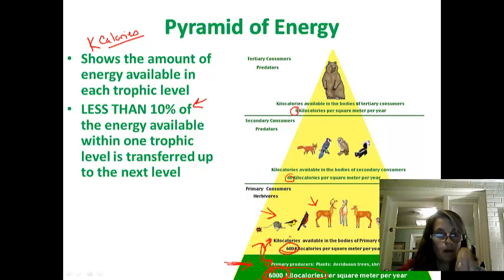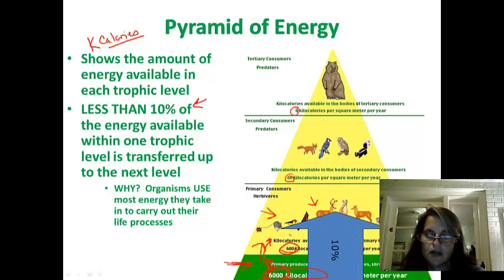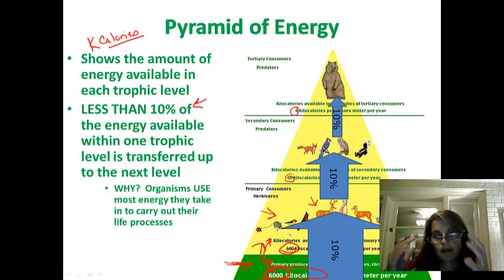So less than 10% of the energy available within one trophic level is actually passed up to the next. And there's the answer. Organisms use that energy. So 10%, but only 10% of that, only 10% of that. So it gets small. The amount of energy each level has to work with gets smaller and smaller and smaller.